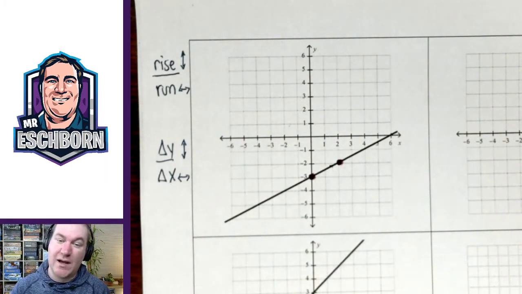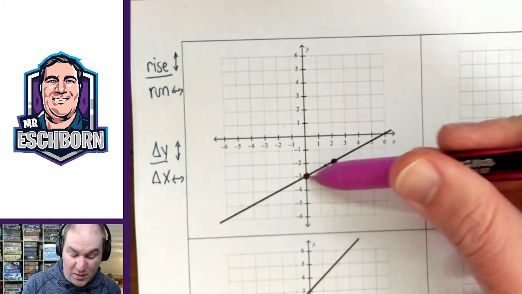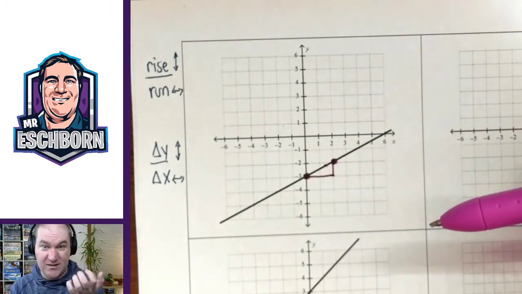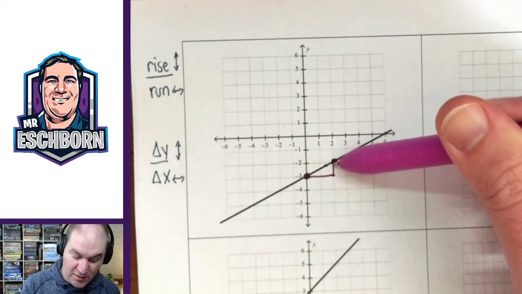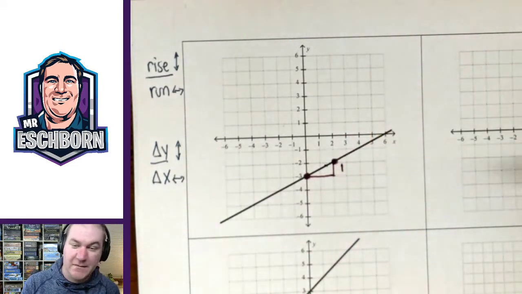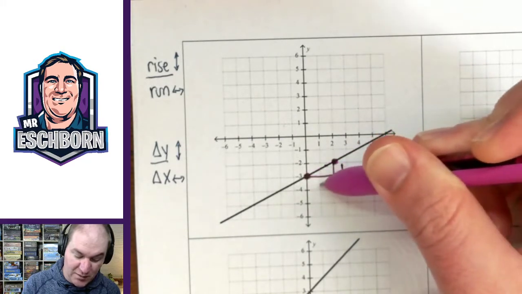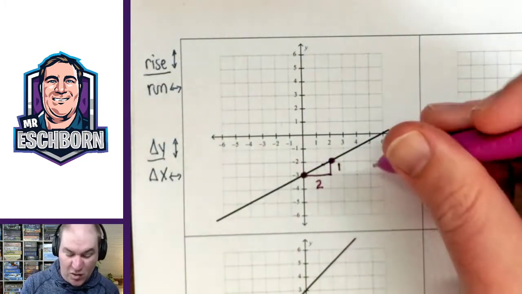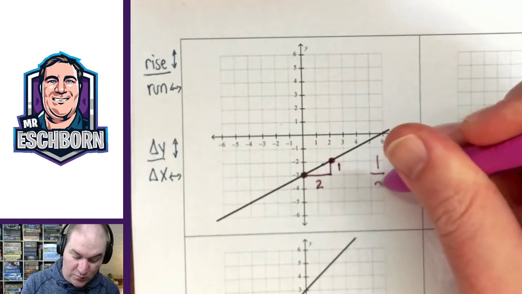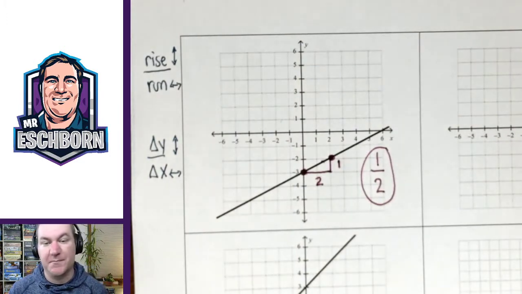Now I'm going to find the rise and the run, and I'm going to do that by drawing a triangle between them. And one line of the triangle is the rise. How far did this point rise to get to this point? Well, it rose 1 unit. And how far did we run to go between this point and this point? Well, we ran 2. So the slope is going to be rise 1 over run 2. The slope of this line is 1/2.